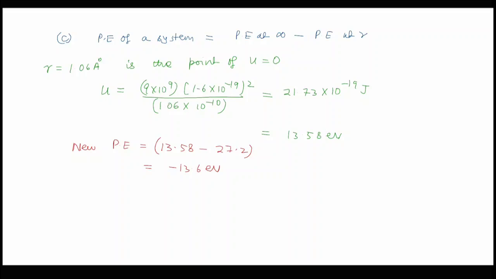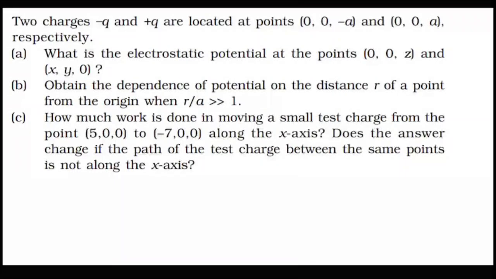So let us deal with the next problem. The next problem states two charges minus q and plus q located at points 0, 0, minus a and 0, 0, a respectively. The first question is, what is the electrostatic potential at the points 0, 0, z and x, y, 0? The next one is, obtain the dependence of the potential on the distance r of a point from the origin where r by a is greater than 1.